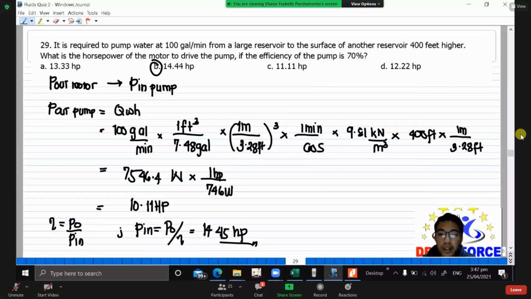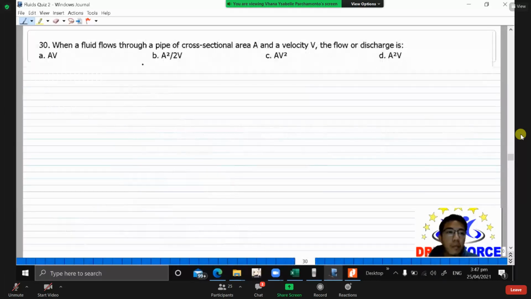Okay, next number 30. Okay, when a fluid flows through a pipe of cross-sectional area A and a velocity V, the flow or discharge is continuity equation formula, Q equals AV. So letter A.